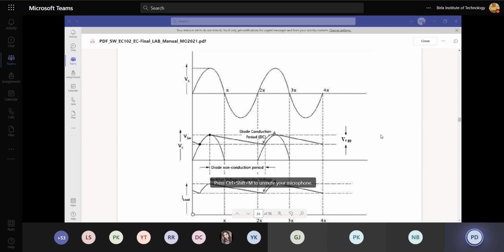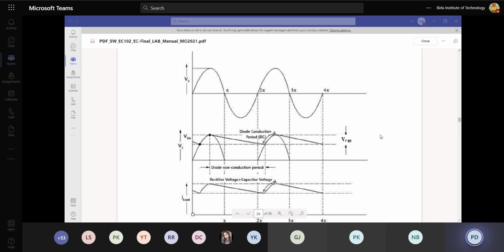So that's why we need to connect a filter circuit which will filter out the AC component and allow the DC component. There are various kinds of filters: capacitor filter, LC filter, CLC filter. I think in your experiment only the capacitor filter is used.